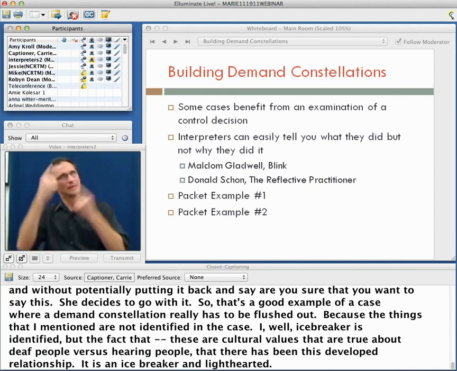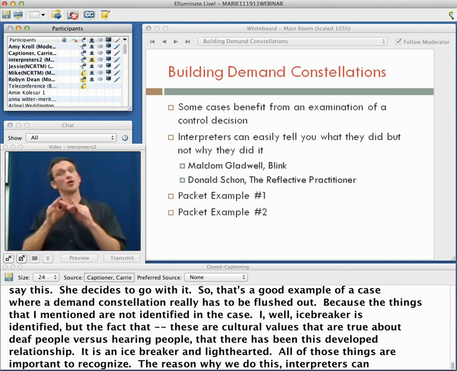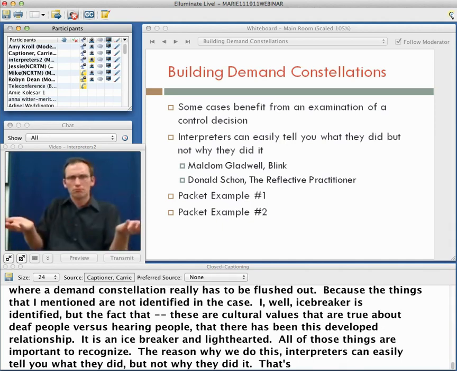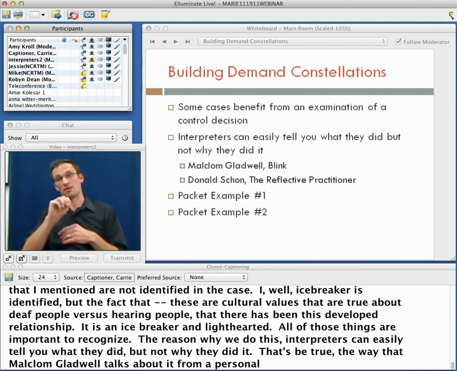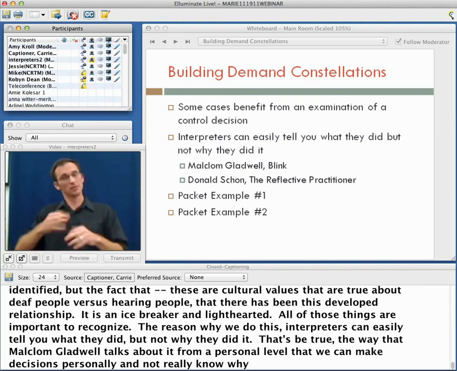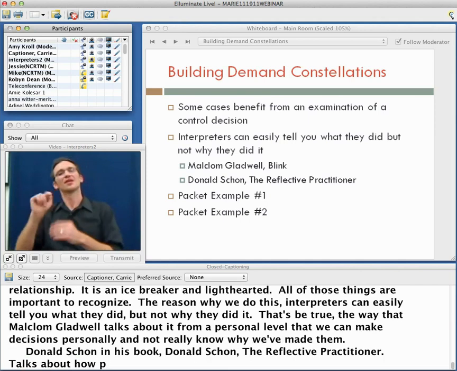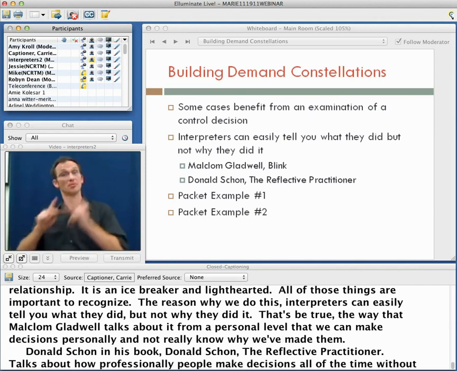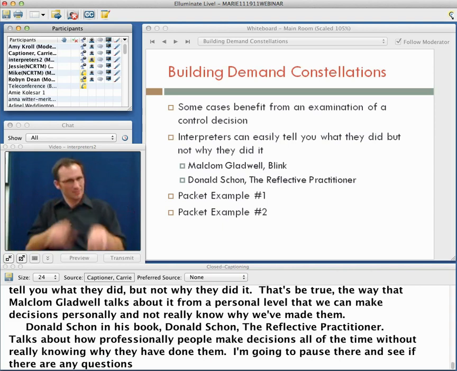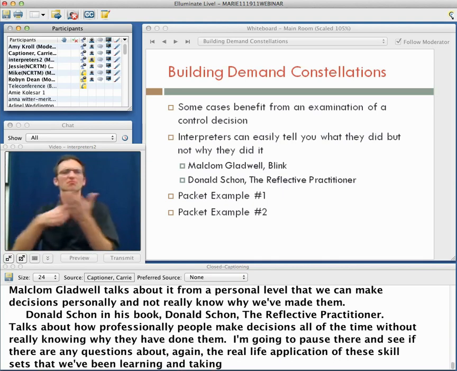The reason why we do this is that interpreters can easily tell you what they did, but they don't always know why they did it. And that can be true, the way Malcolm Gladwell talks about it, from a personal level, that we can make decisions personally and not really know why we've made them. And Donald Schoen, in his book, The Reflective Practitioner, talks about how professionally people make decisions all the time without really knowing why they've done them. I'm going to pause there and see if there are any questions about, again, the real-life application of these skill sets that we've been learning and talking about and how they play out.